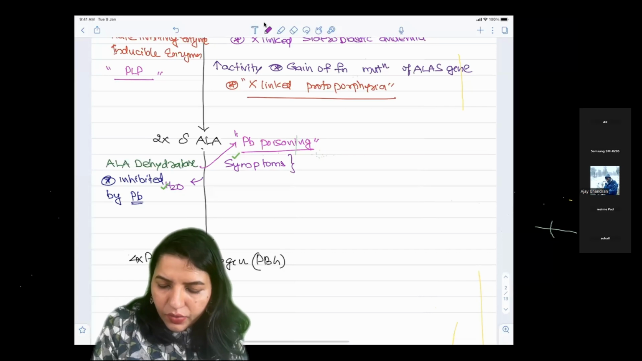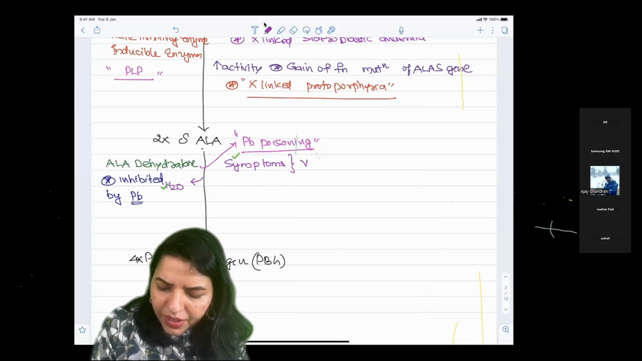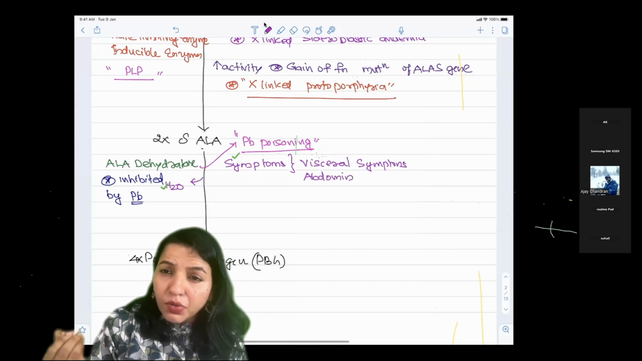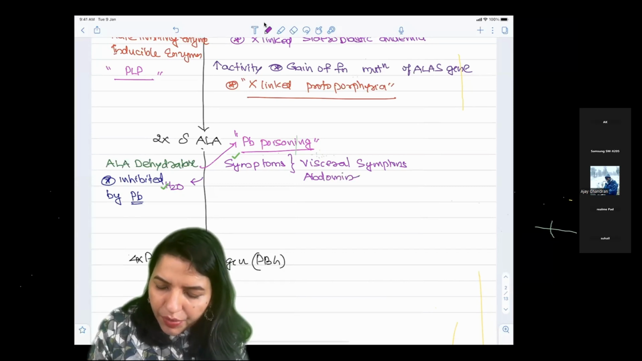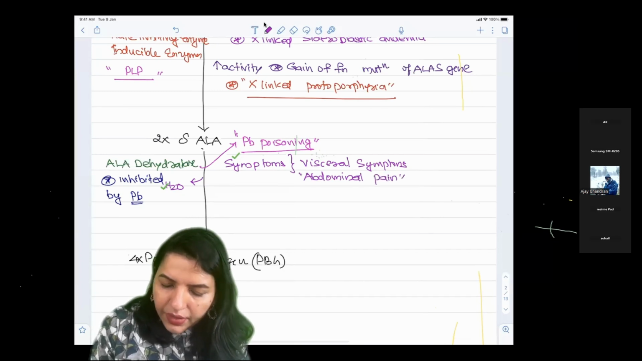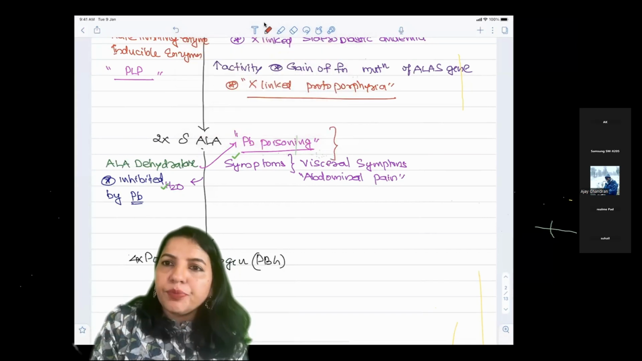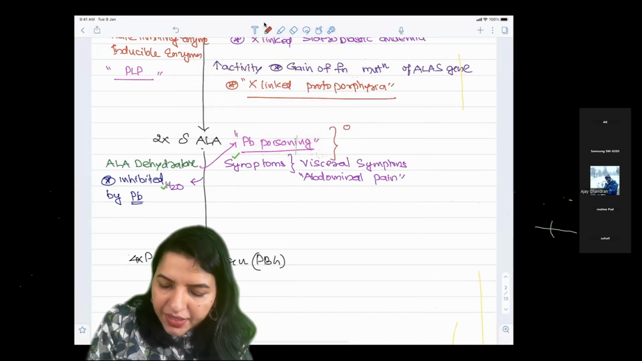are usually neurovisceral, but usually we say visceral symptoms. Like the most common symptom that you can get in lead poisoning, especially chronic lead poisoning, is abdominal pain. And the classical scenario or the history that you can get for lead poisoning is an occupational hazard that was asked in the last NEET exam.